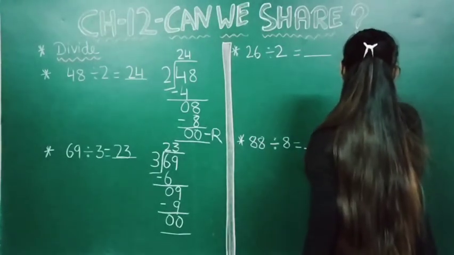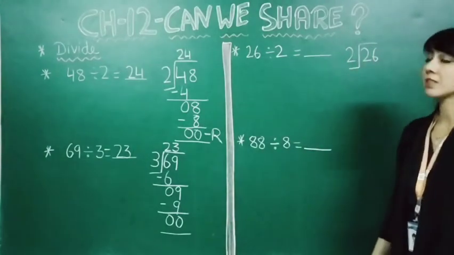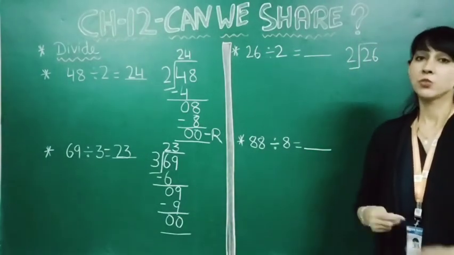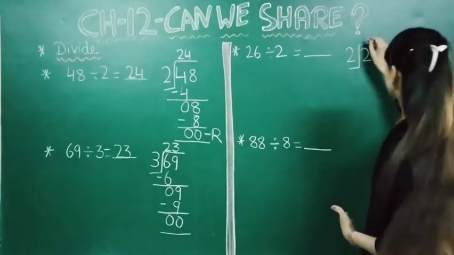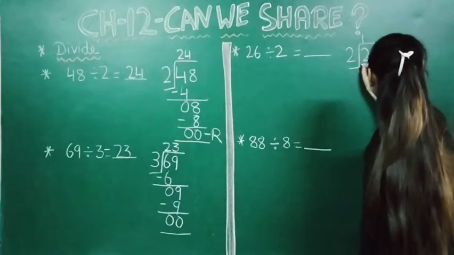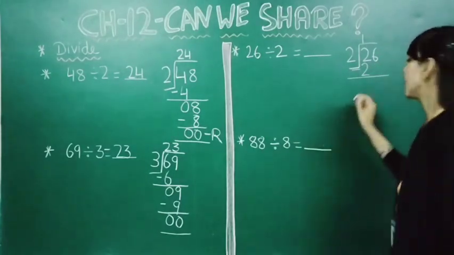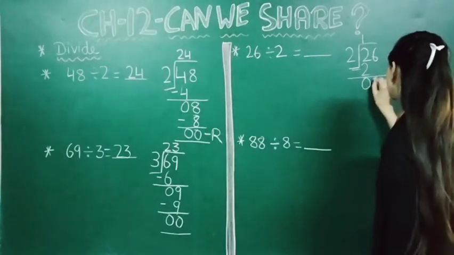26 divided by 2. Now when 2 comes in table of 2, yes, 2 ones are 2. So here we will write 1. And here we will write 2. Now 2 minus 2, yes, you will get 0. And here it will come 6.